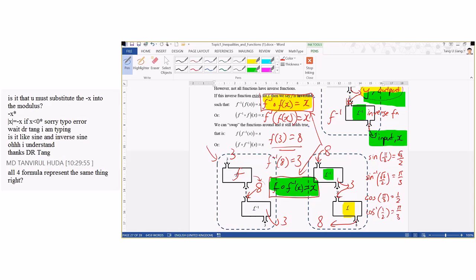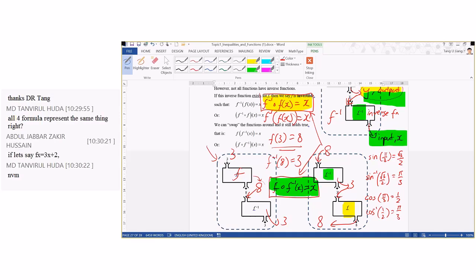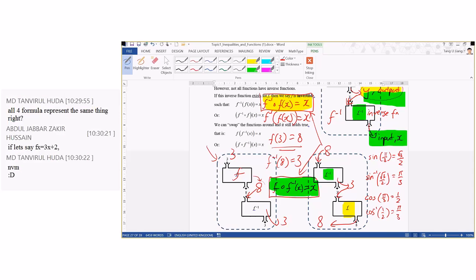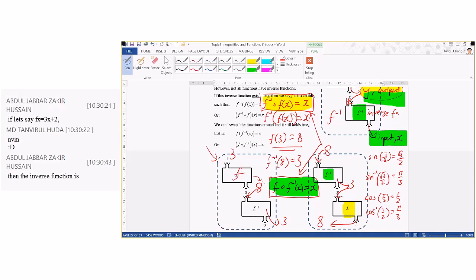Not sure what you mean by that. As we go on, I think it becomes clearer. Then maybe once you have a better idea, you can ask a clearer question. Yes, so let's see, f of x is 3x plus 2, so yeah.